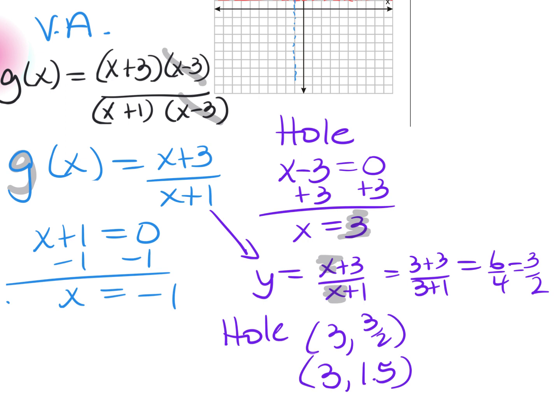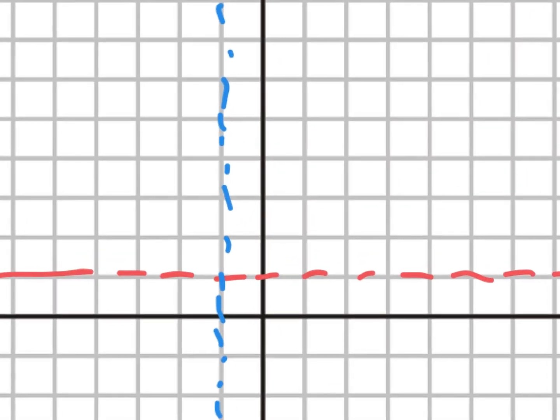So let me go ahead and put the hole in the graph. At this ordered pair, I come over here to 1, 2, 3, and then 1.5, and I'm going to put an open circle. This is my hole in the graph.